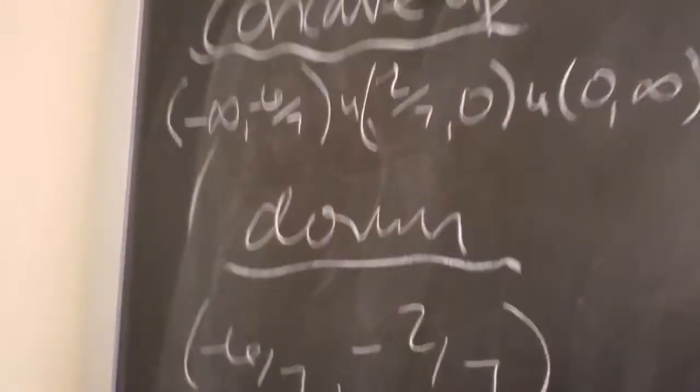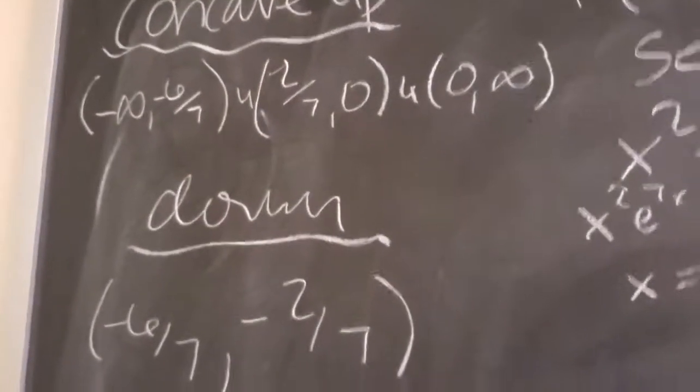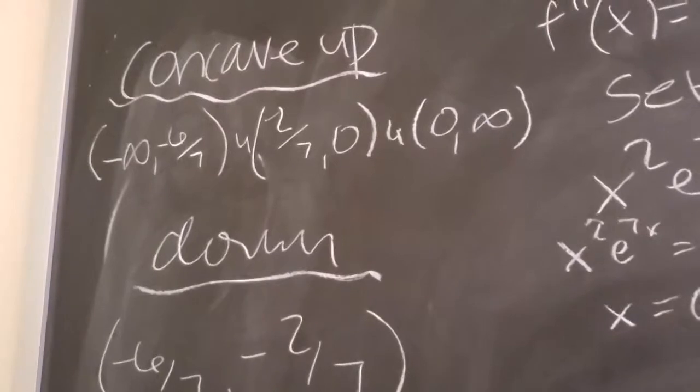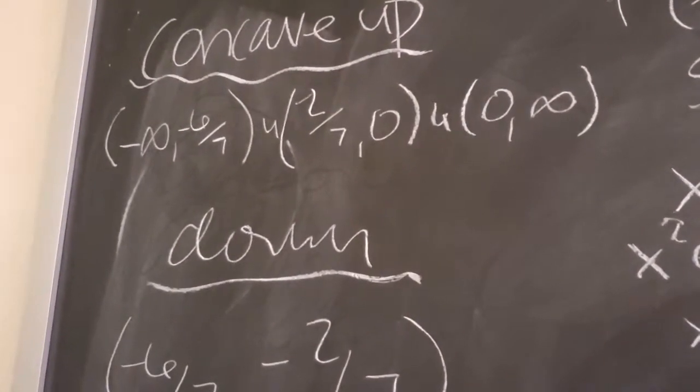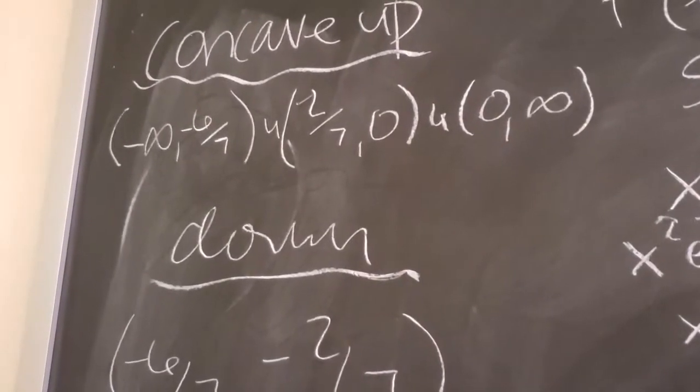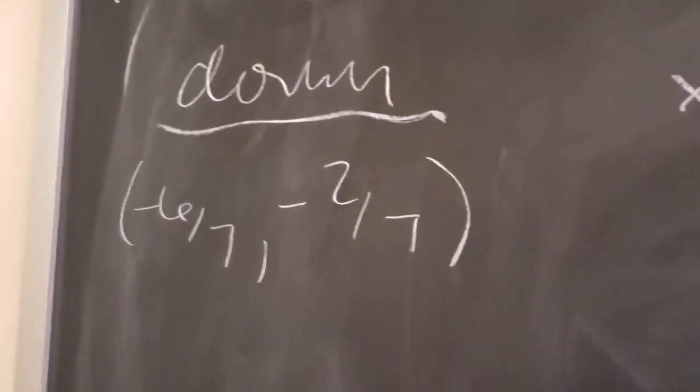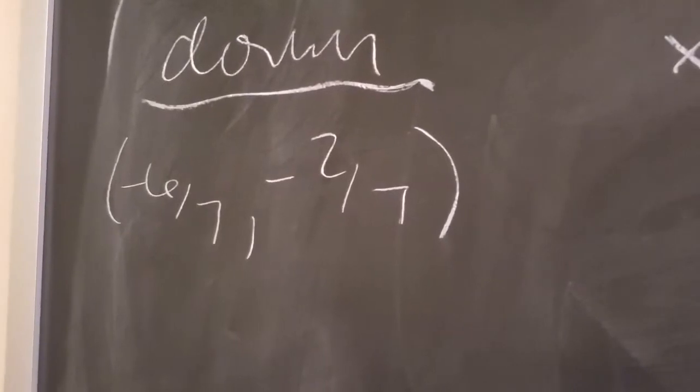So again, you're going to have to put the concavity into ordered pairs. So concave up was negative infinity to negative 6 over 7 in union with negative 2 over 7 to 0 in union with 0 to positive infinity. And then concave down was negative 6 over 7 to negative 2 over 7.